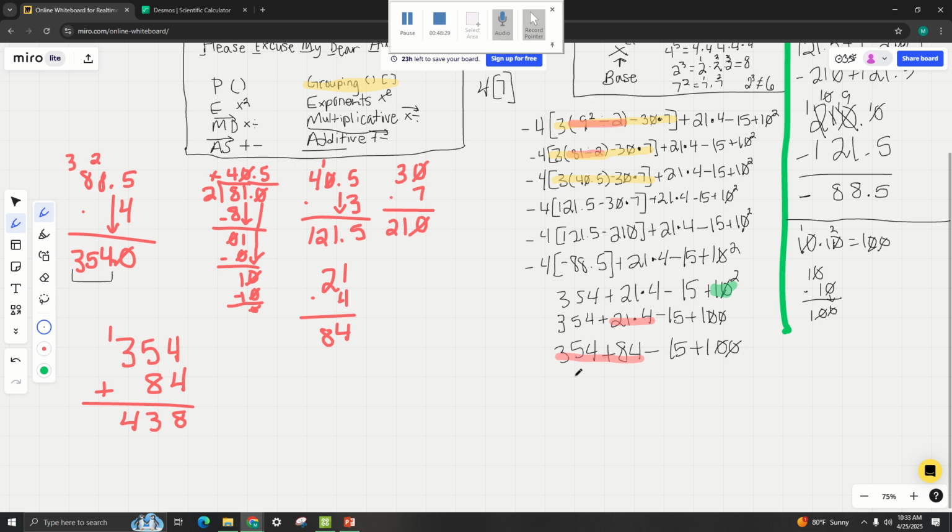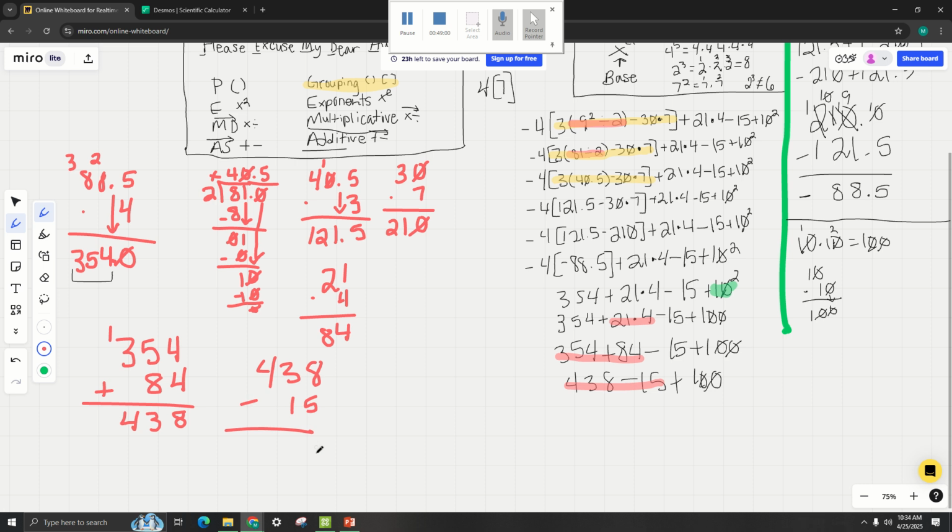438. 354 plus 84 is 438, minus 15, plus 100. Now I keep going in order. So I have 438 minus 15 that I'll be doing now. So 438. Sorry, that's a crazy 4. 438 minus 15.